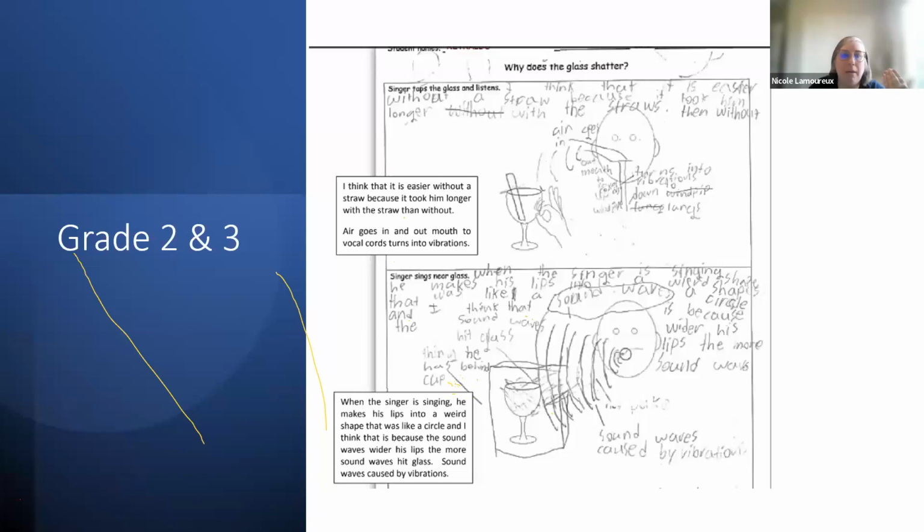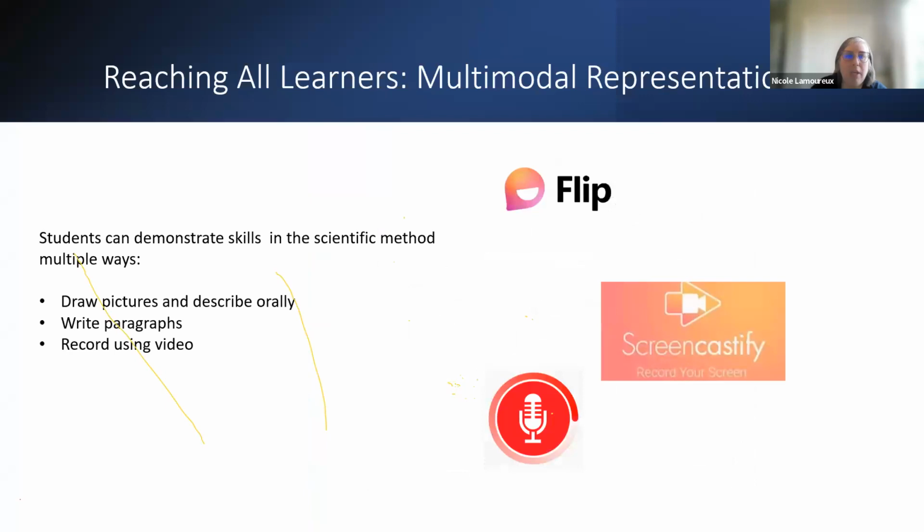Grades 2 and 3, this is an example where the students, this is phenomena-based learning. So at the beginning of the unit, they were observing a man singing and he broke the glass. So all through the whole entire unit, they kept doing little investigations and kind of trying to explain why. And at the very end, this is their explanation. This is their conclusion. And you can see symbols are added and words, and they're writing or talking about it. So if you want to reach all learners or think of multimodal representation, they can draw and describe orally, they can write paragraphs, you can record using different forms of technology to help with that. Okay.